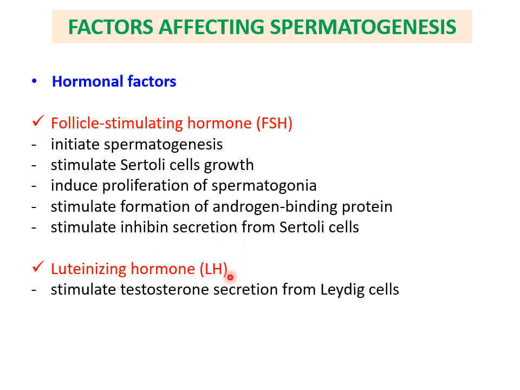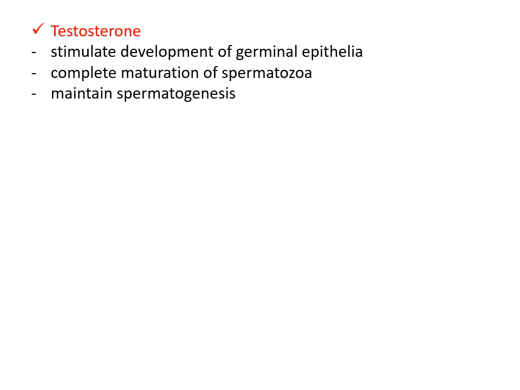Luteinizing hormone is responsible for the secretion of testosterone from the Leydig cells. Testosterone is important in stimulating the development of germinal epithelia. It also completes the maturation of spermatozoa during spermatogenesis, and it is important in maintaining the spermatogenesis.